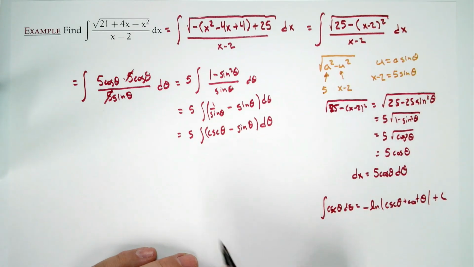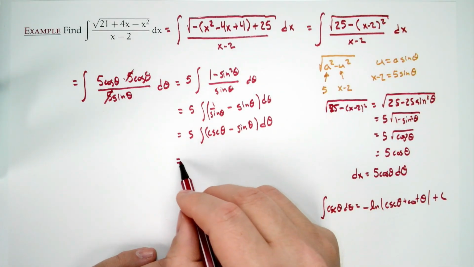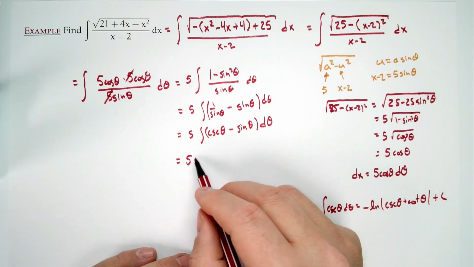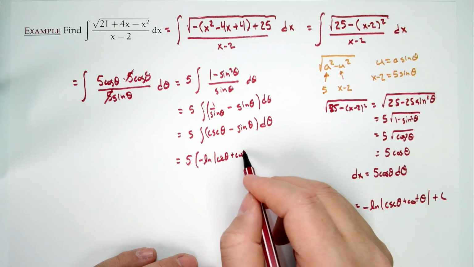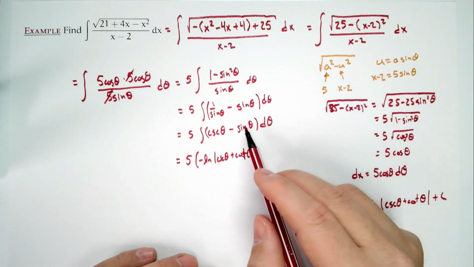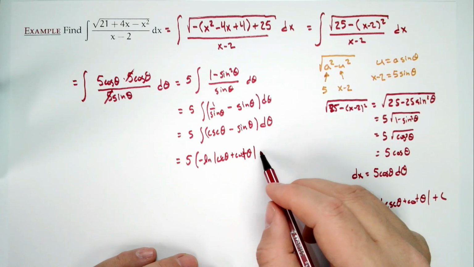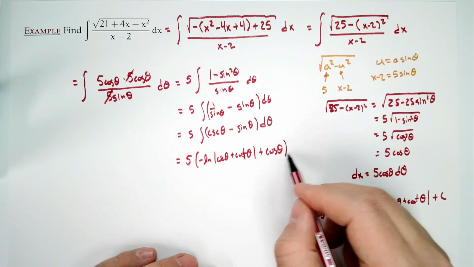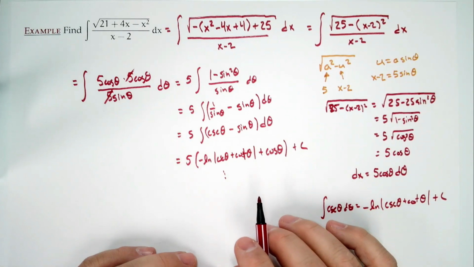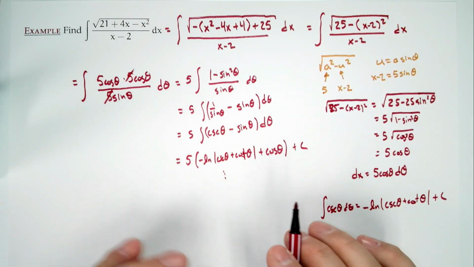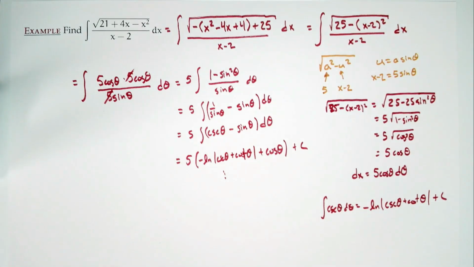So we could, of course, finish this up by saying, hey, this is 5 times minus natural log of cosecant plus cotangent, and then minus sine, the integral of minus sine is plus cosine, then plus c. And dot, dot, dot. Now you might notice, Steve's not going very far with this one. That's a signal that maybe there's another way. And there is. You see, we kind of left out a detail, because I want to point something out.